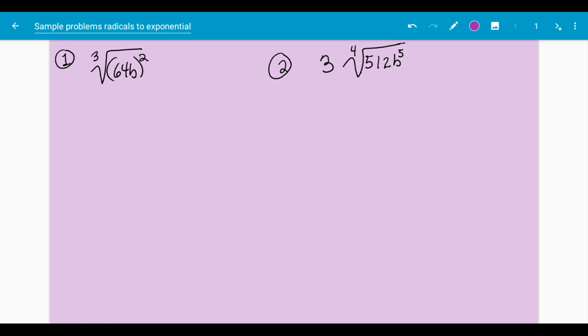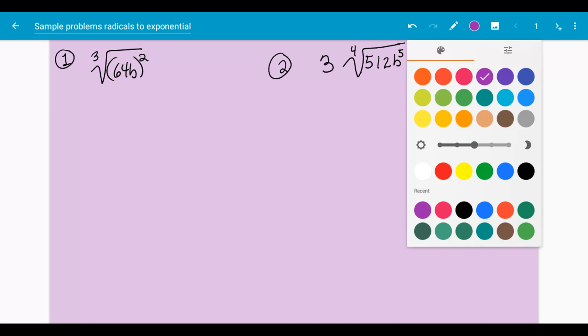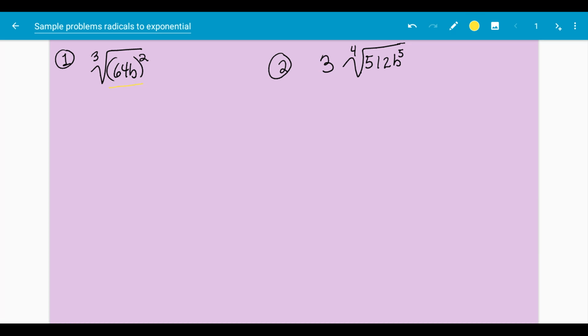And I see here that this first problem, first of all, let me say the difference between these two problems. This problem right here has everything inside the radical in parentheses, and this exponent of 2 applies to everything in the parentheses. However, this one is not in parentheses, and therefore this exponent of 5 right here only applies to the b, not to the 512. Now, the radical applies to everything inside. So keep that in mind as you work these.